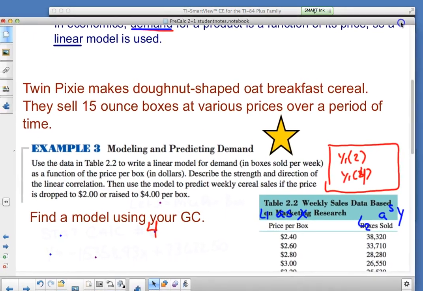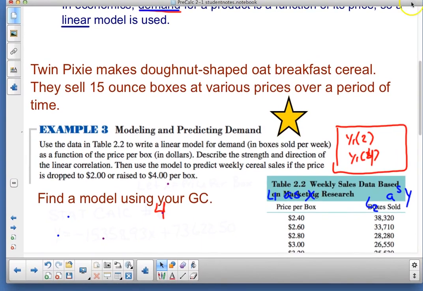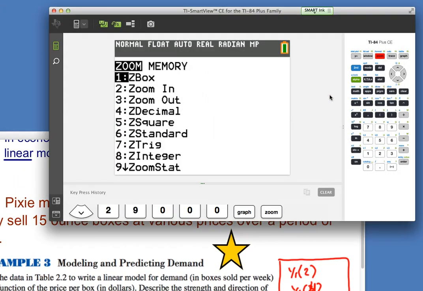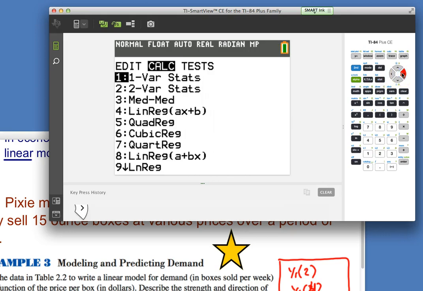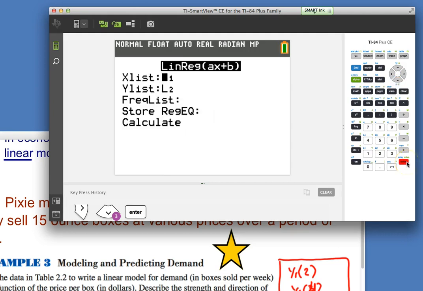So now I'm up here checking this out, and I want to do a linear regression model on this. So I'm going to go from second, back to stat. I want to go to calc, and I want to do a linear regression model. We did this the other day. So I got a linear regression, ax plus b. I hit enter. And remember, my X was L1, my Y is L2. I'm not going to worry about frequency on my list. I want to store it, though, because I'm going to use it a couple times.